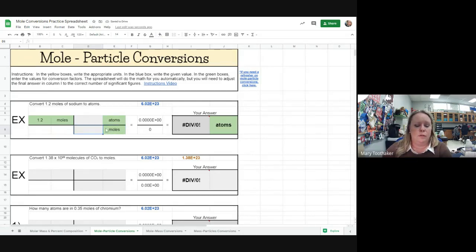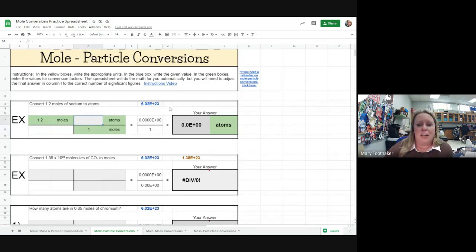What number always goes next to the word mole? Is there anybody in this class besides Norman? I guess not. Okay, then what number goes next to the word atoms? There you go. Now you can use the 6.02.